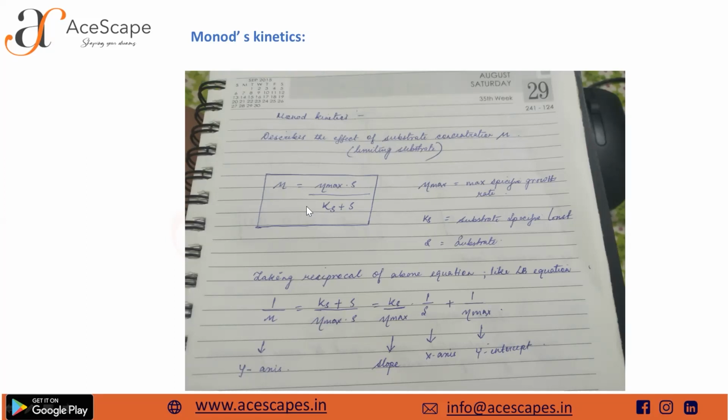The equation goes like mu equals mu max into S divided by Ks plus S, where mu max equals the maximum specific growth rate, Ks equals the substrate specific constant, and S equals the substrate. Taking the reciprocal of this equation, like the Lineweaver-Burk equation we do in enzymes, 1 by mu equals Ks plus S divided by mu max into S, and we get the equation as Ks divided by mu max into 1 by S plus 1 by mu max. This is a straight line graph equation. This is the slope, this is the x-axis, and this is the y-intercept.